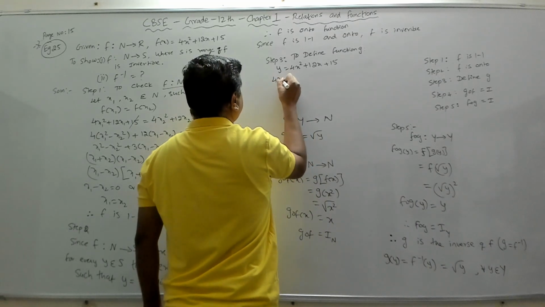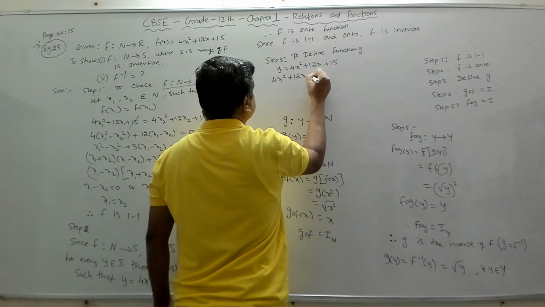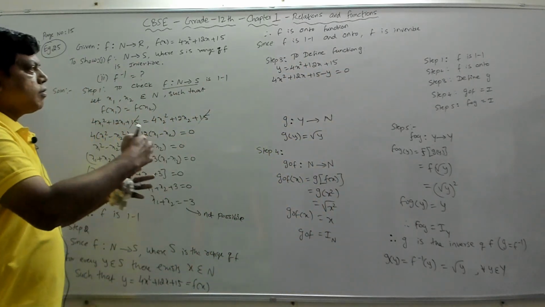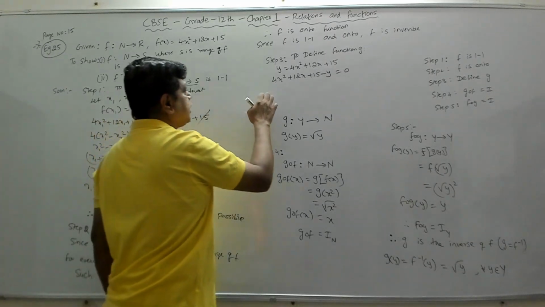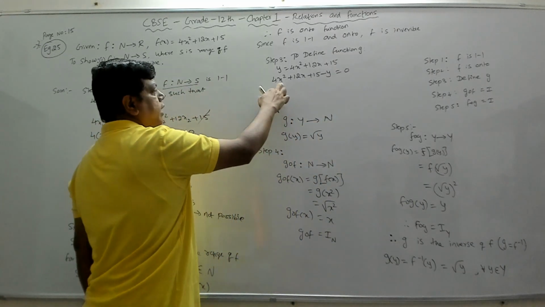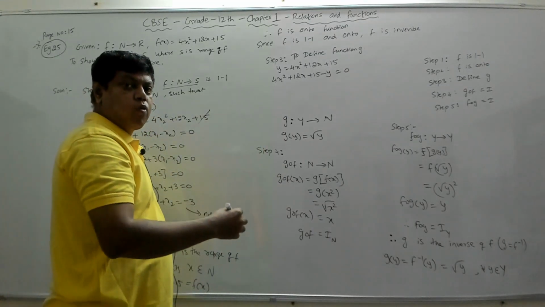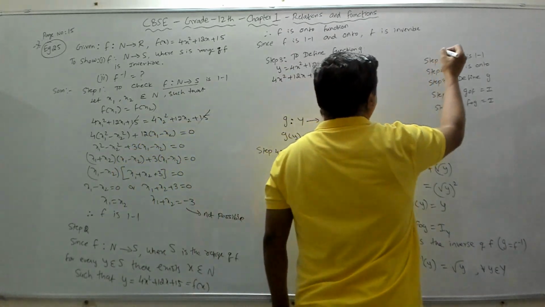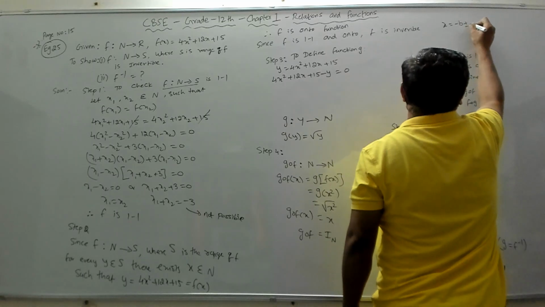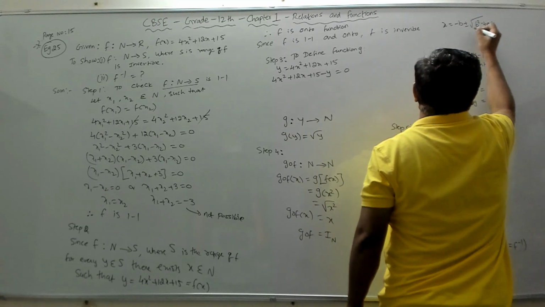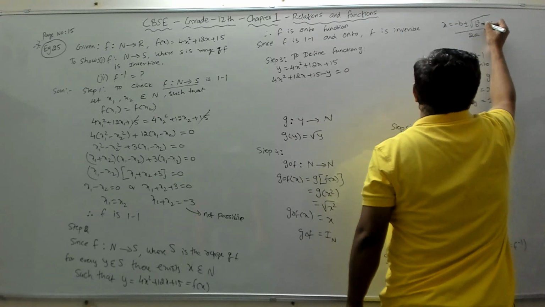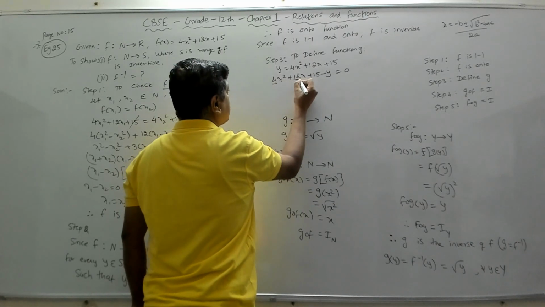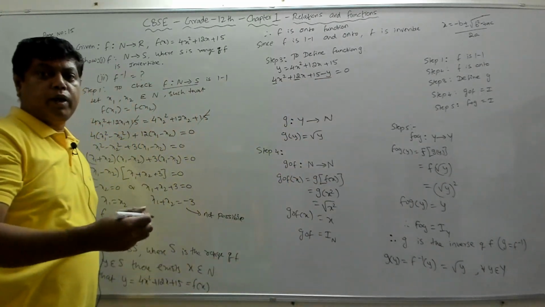So we will write this as a quadratic equation like this: 4x square plus 12x plus 15, and this y will go this side. It will become minus y equal to 0. I am bringing everything to one side. Now this is a quadratic equation in x, so we'll apply the quadratic formula. X is equal to minus b plus or minus square root of b square minus 4ac by 2a. Here this is your a, this is your b, and your c is this whole thing, 15 minus y.